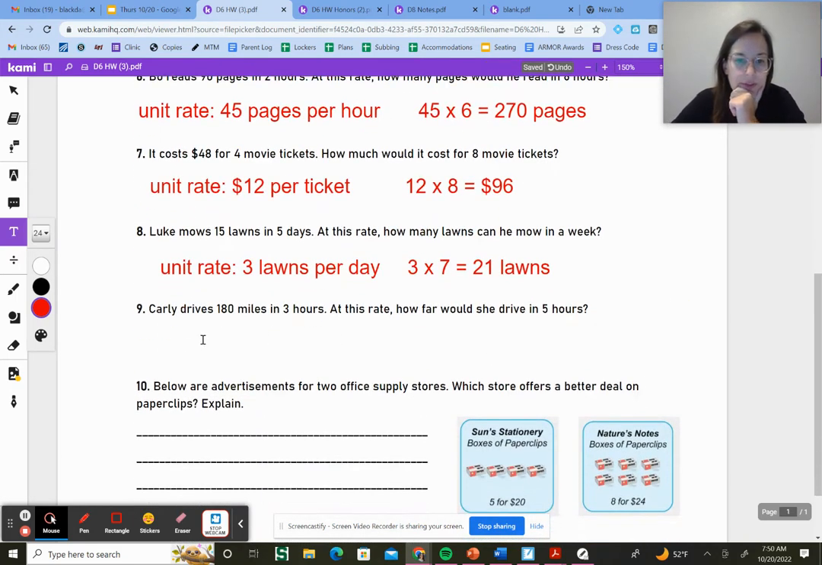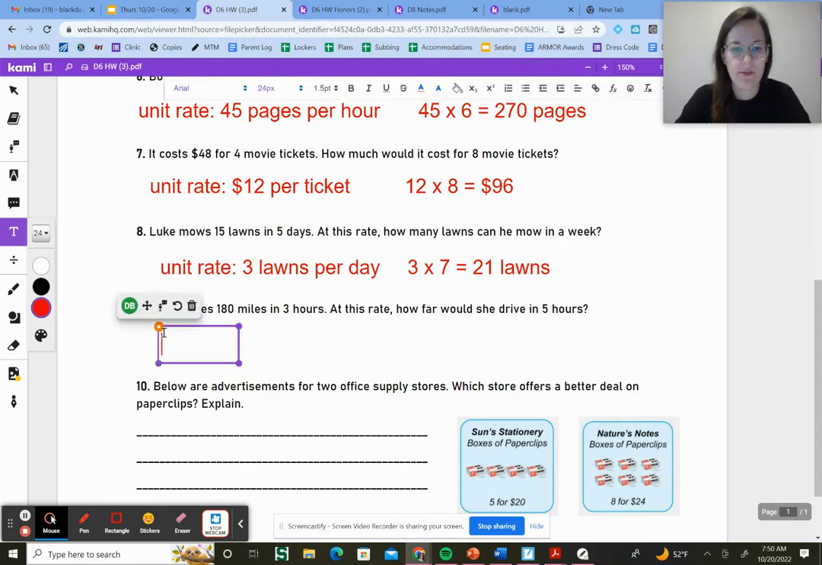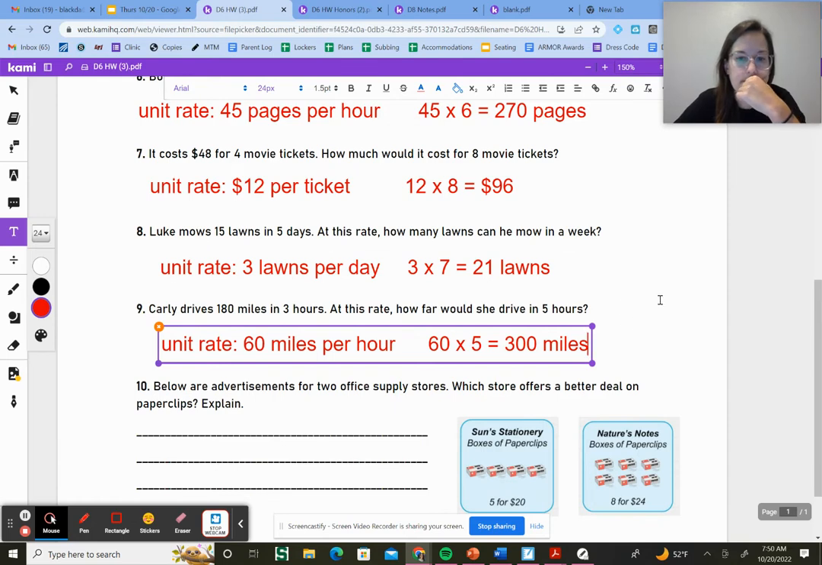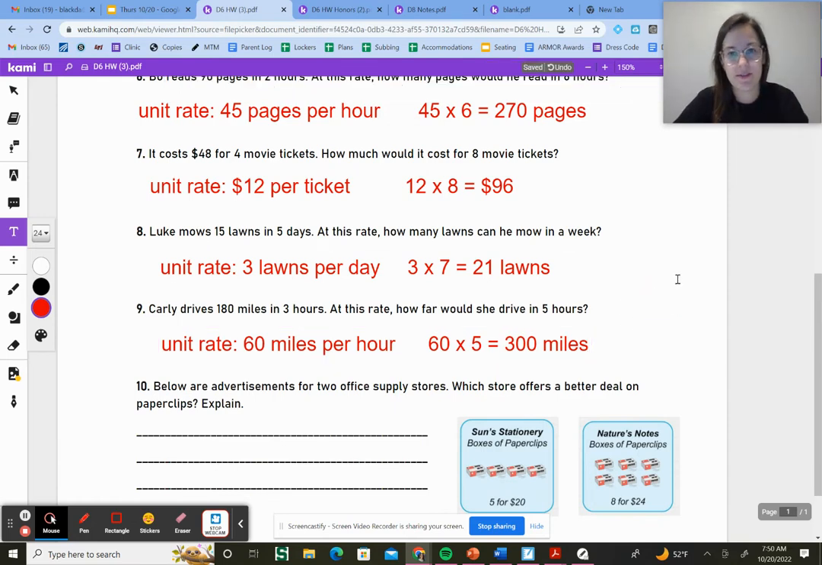Number 9, Carly drives 180 miles in 3 hours. At this rate, how far would she drive in 5 hours? So 180 divided by 3, that'd be 60 miles per hour. And then we take 60 times 5, and that would be 300 miles. And if you guys solved these differently than me, that's totally fine. Just make sure you got the right answer.